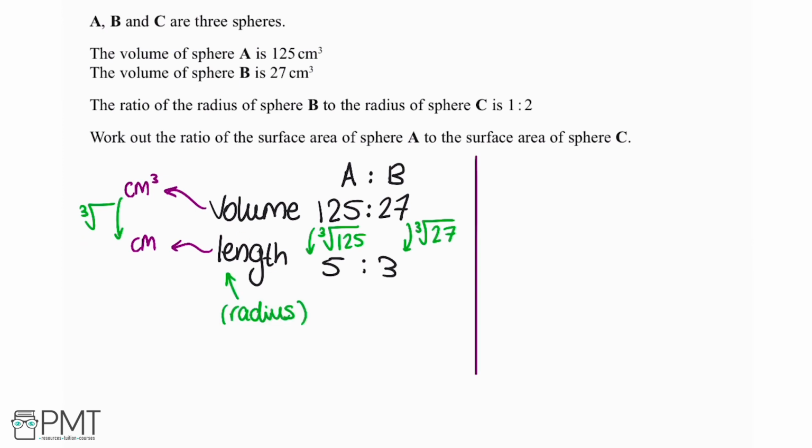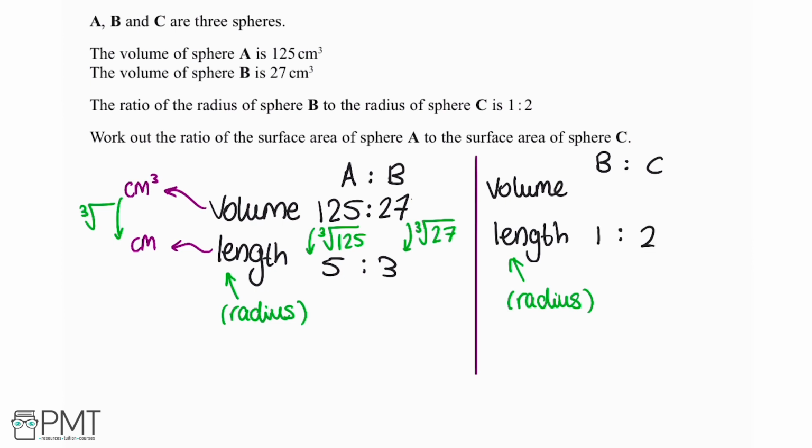So now we can look at the ratio B to C. Again, like I said, when we talk about the length, we can think of that like the radius in this case. So we're told in the question that the ratio of the radius of sphere B to the radius of sphere C is 1 to 2. So we can fill that in on our table. So now I've got two separate ratios. I've got A to B and B to C. But my goal is to look at the ratio A to C.